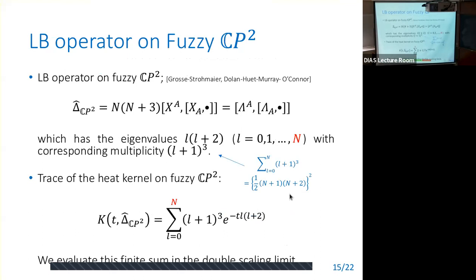Next, we have to define an LB operator on fuzzy CP2, and this is done much the same way as it was done for fuzzy S2, in terms of these global coordinates on fuzzy CP2, X_A, which is again just the double commutator of these lambda matrices. And this has eigenvalues L(L+2) and corresponding multiplicity (L+1)^3, the same as for the continuum case, except that these eigenvalues have some maximum value when L equals N. And again, the trace on fuzzy CP2 has a maximum eigenvalue, so it's a finite sum instead of an infinite sum. And we evaluate the sum in the double scaling limit.